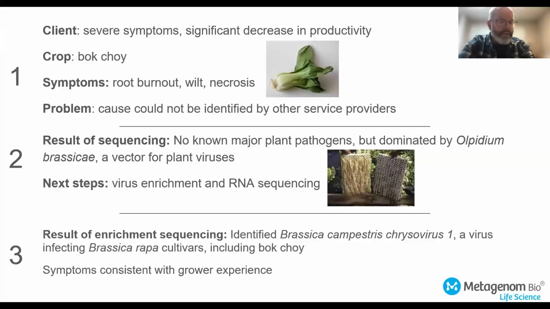So we did a universal sequencing, no major plant pathogens, but the samples were dominated by Olpidium, which is a vector for plant viruses. So our next approach was a virus enrichment and RNA sequencing, doing a wide RNA sequencing for all targets. The result, we identified a campestris chrysovirus that infects cultivars of Brassica rapa like bok choy that has symptoms consistent with grower experience, and that would not have been observed in any other standard assay. Next slide, please.